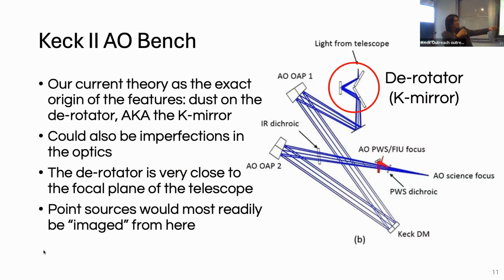This is the optical diagram of the Keck AO bench. But we also think this could be imperfections of the optics itself. So maybe scratches or pock marks that are somehow emitting. But the main thing I want to point out here is that the D-rotator is actually very close to the focal plane of the telescope. And so that means that point sources that are present on the D-rotator would be most readily imaged by an imager further down the way.